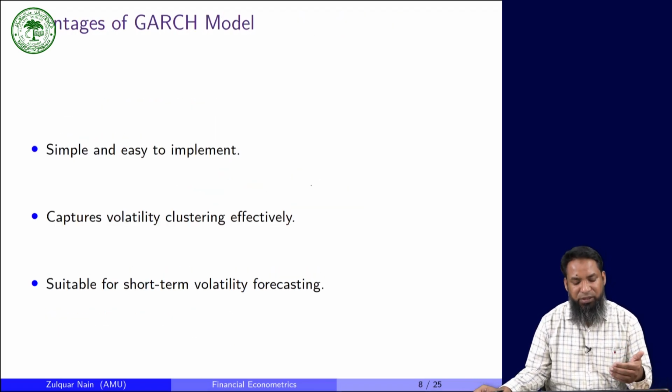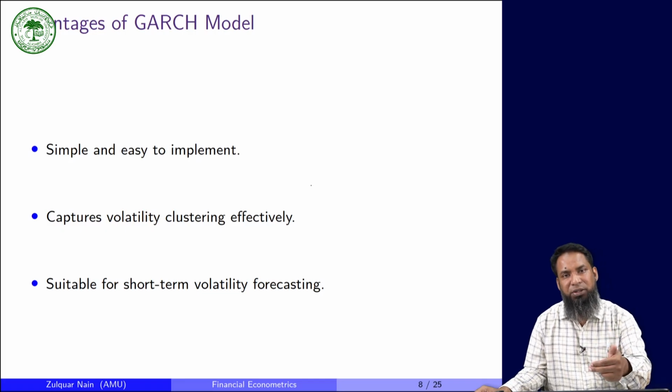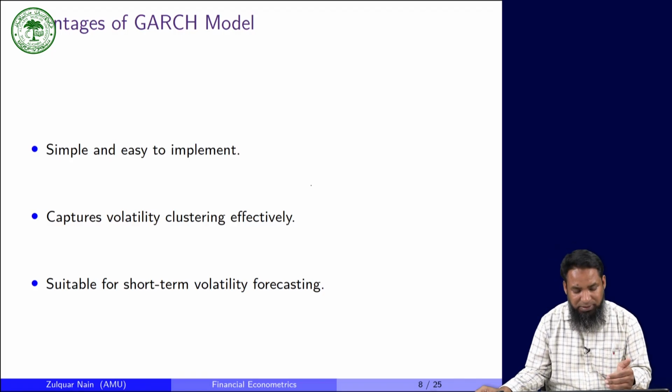What are the advantages we have? First, it is simple and easy to implement because very few parameters have to be estimated. Second, it captures volatility clustering effectively. That is, large changes will be followed by large fluctuations, and smaller fluctuations will be followed by smaller fluctuations, which is quite often observed in financial data, and that particular phenomenon is captured effectively. Third, it is very suitable for short-term volatility forecasting.